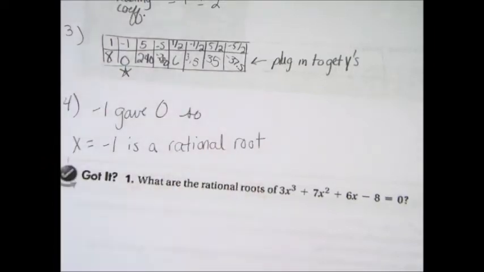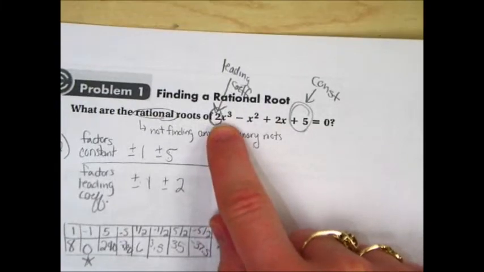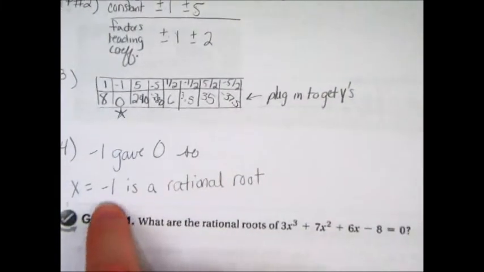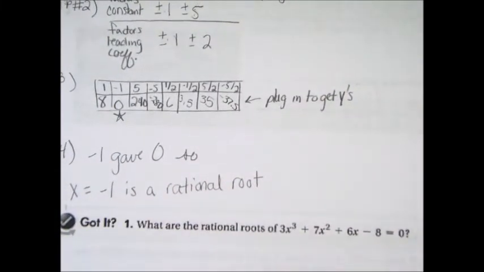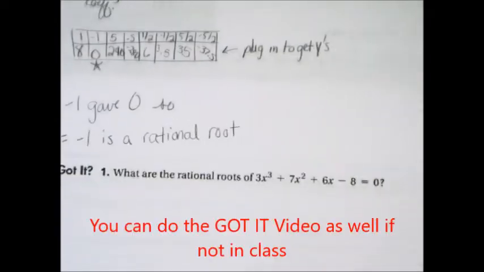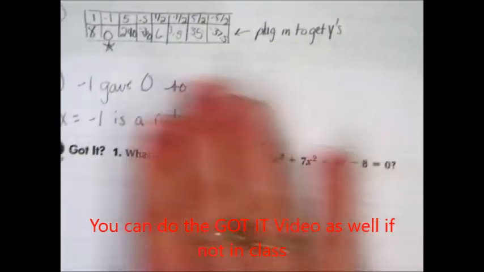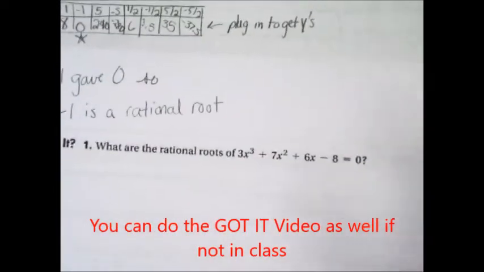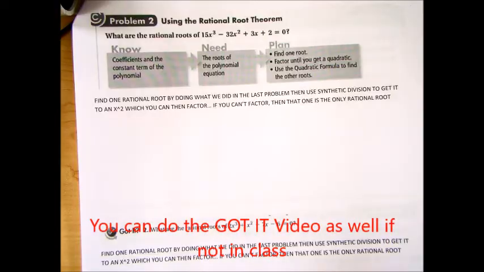Now what I'm hoping you guys remember is that this equation should have 3 answers. We only got one of them to be rational, which means 2 of them are either imaginary or irrational. We'll do the got it together in class. It will be a lot longer. Sorry about that.